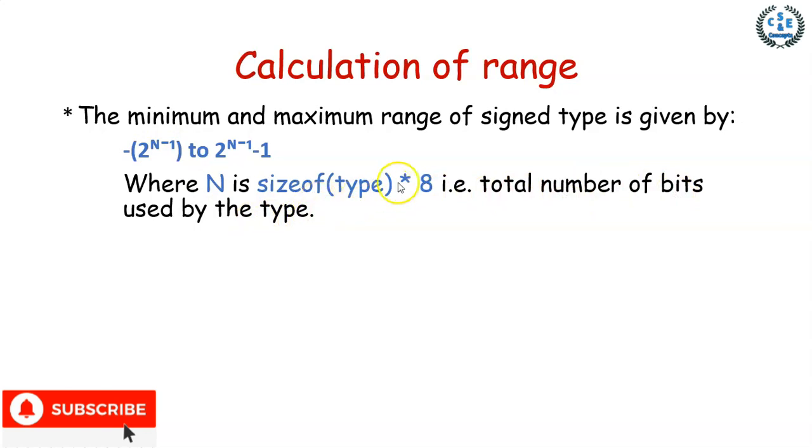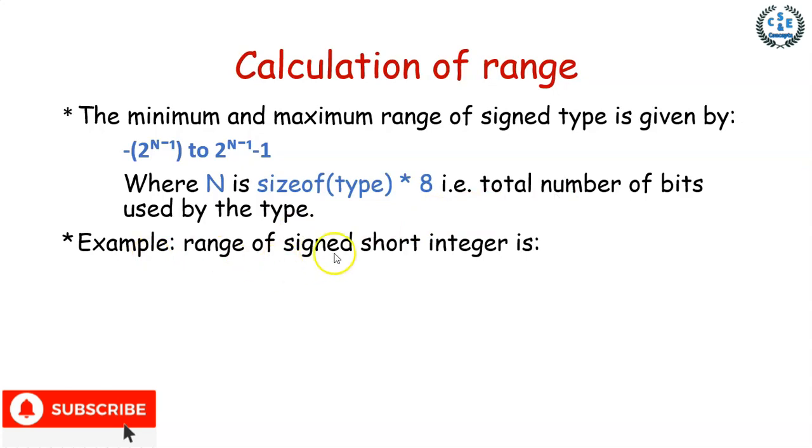So it is the total number of bits used by the type. But whatever the data type we use in C, they are expressed in bytes. So the sizeof operator or sizeof function will give the number of bytes used by the type. That's why it will be multiplied by 8 to convert bytes into bits, because 1 byte is equal to 8 bits.